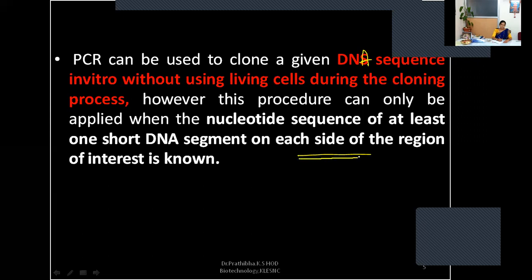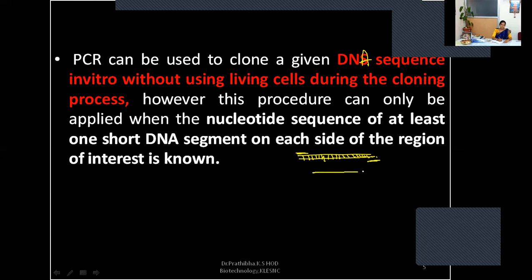Okay, this is the DNA sample, double stranded DNA, both strands of which are held together by hydrogen bonds. If you want to perform this PCR experiment, you must know at least one short DNA segment on each side of the region of interest. It means what are the sequences present at this particular end? What are the sequences present at this particular end? Okay, the ends of the DNA fragment should be known.